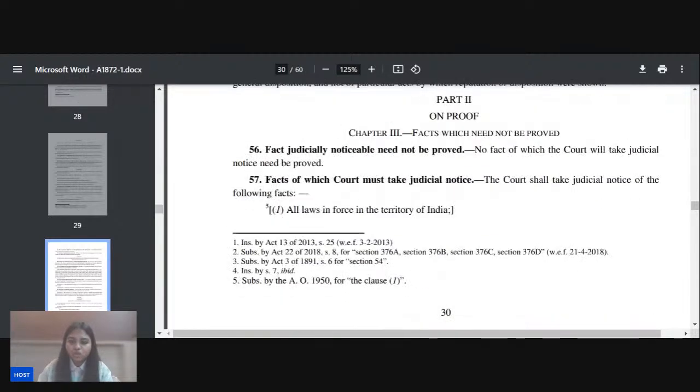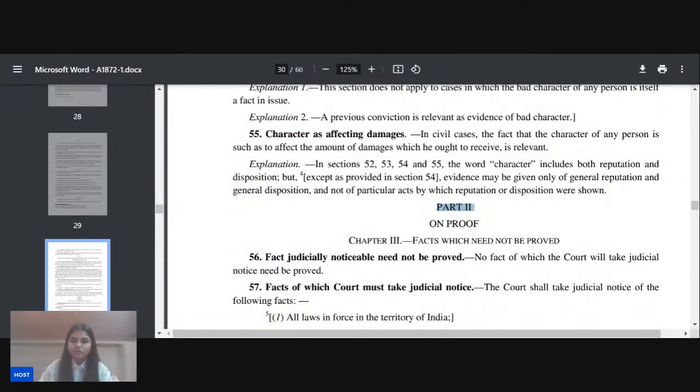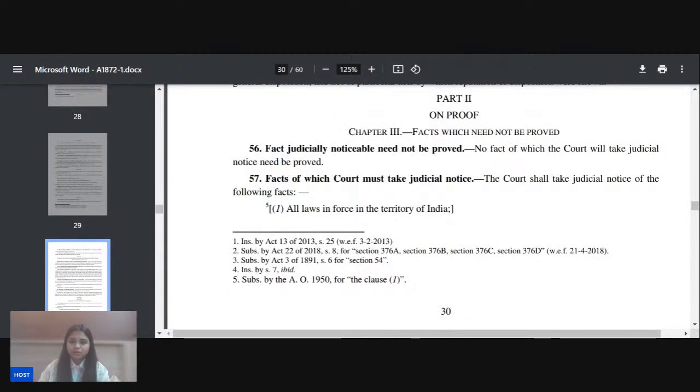Come to part 2 on proof. Now part 2, facts which need not be proved. So facts which are judicially noticeable need not be proved. This is again a very important chapter. Please go through all the things here because it talks about facts which need not be proved.